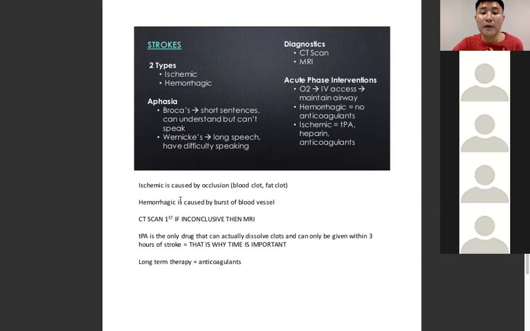Okay. So again, ischemic is caused by occlusion, a blood clot or a fat clot. Hemorrhagic is caused by a burst of the blood vessel inside the brain. CT scan first, and if inconclusive, then MRI. tPA is the only drug that can actually dissolve clots and can only be given within 3 hours of stroke. That's why I mentioned earlier it is so important for us to know the time of stroke. That's why the time is important. Long-term therapy includes anticoagulant for someone who has an ischemic stroke, okay?